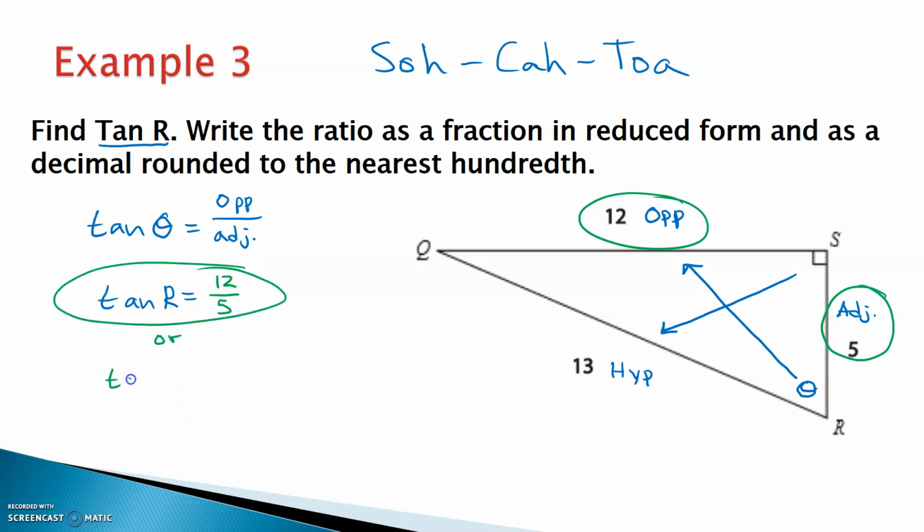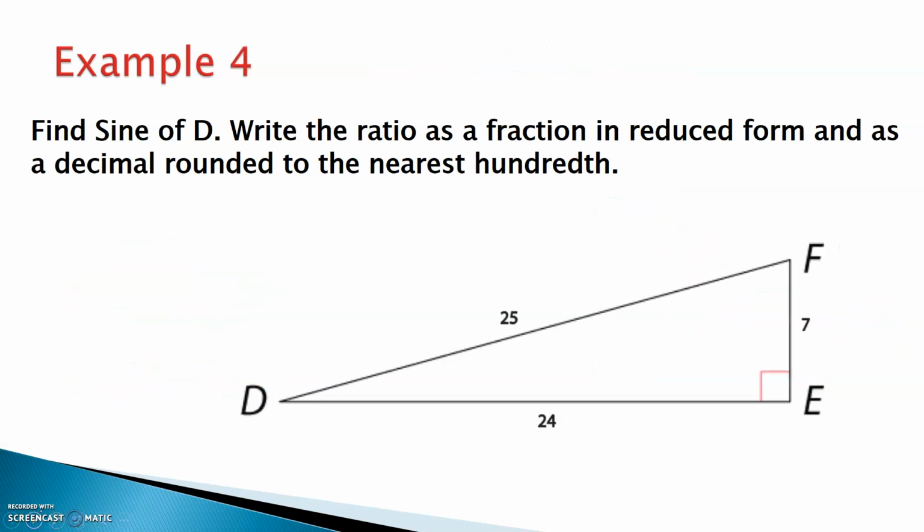Or we can say tangent R is equal to, what is 12 divided by 5? That's going to be 2.4. All right, so there we have it. Okay, take a second, try this one out again. Okay, so let's go through it.